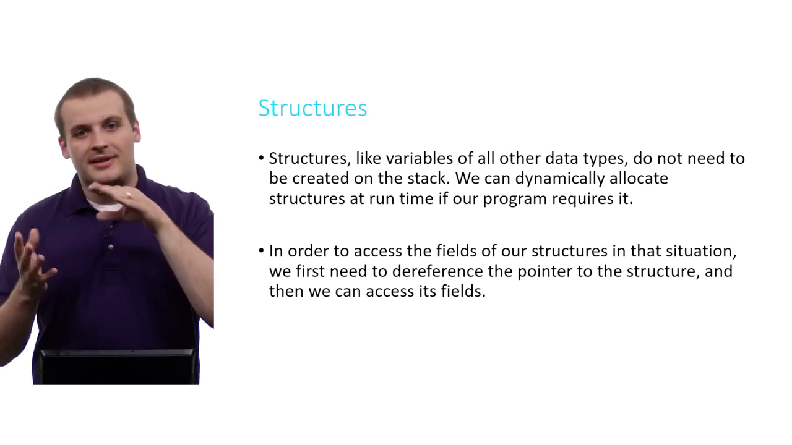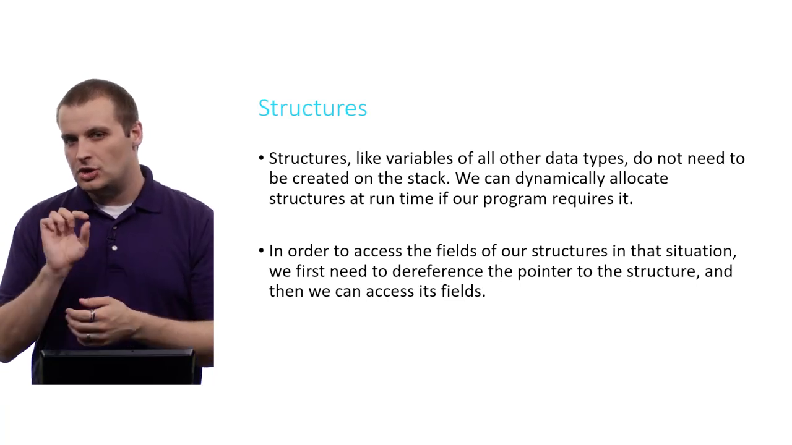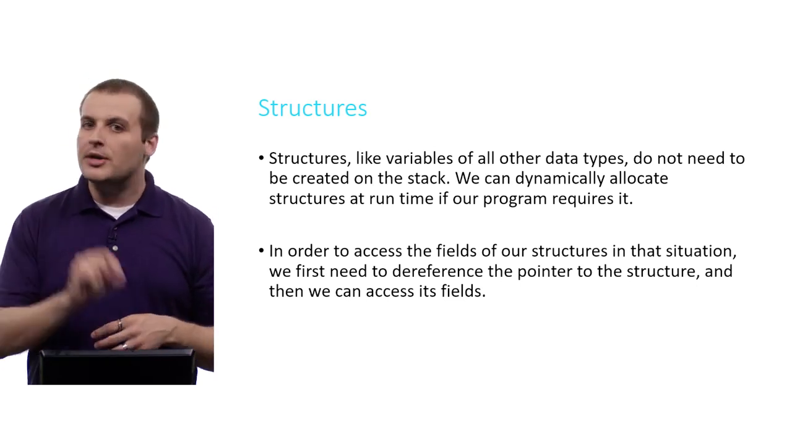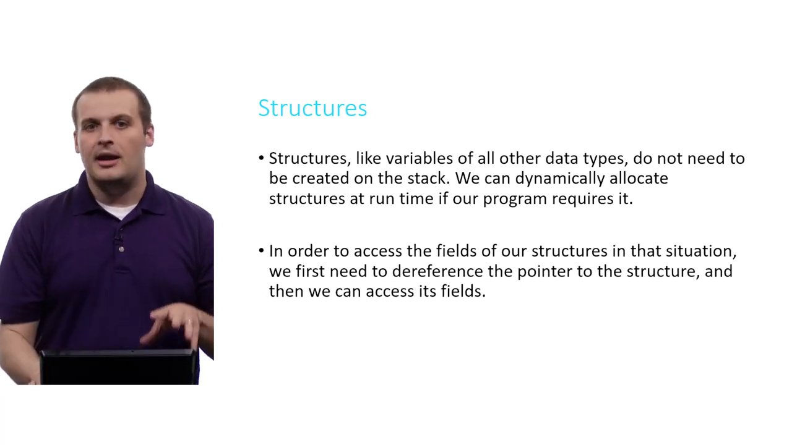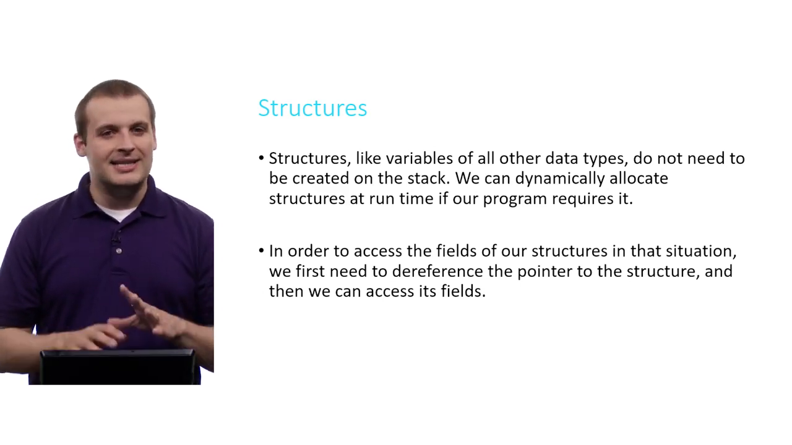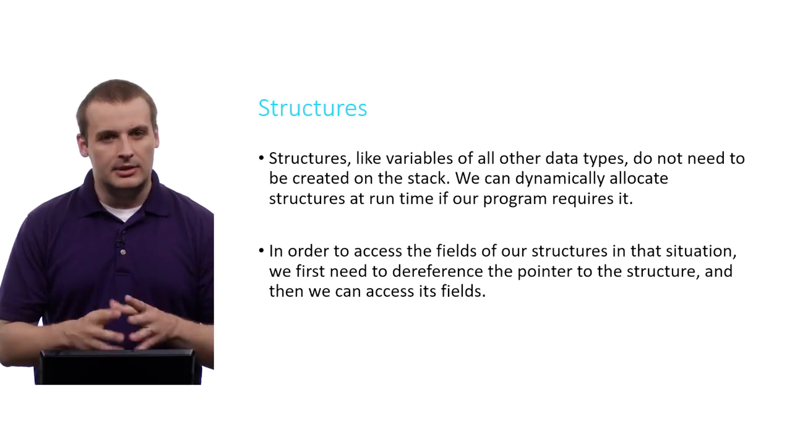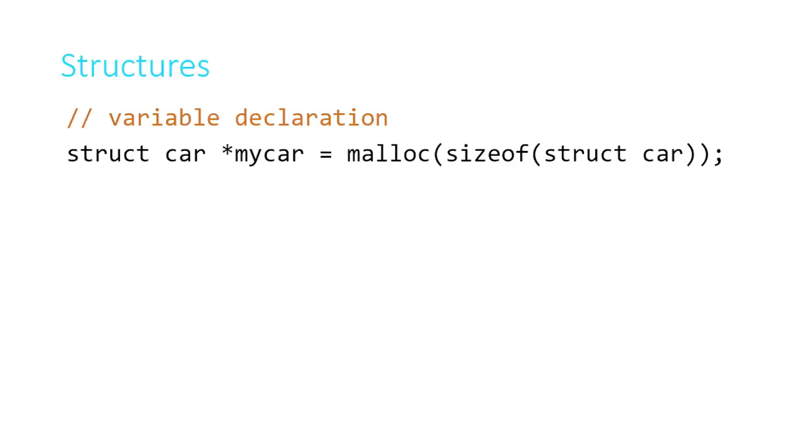In order to access our fields in that situation, we don't use just the dot operator because we have a pointer to a structure. We also have to first, as you may recall, dereference that pointer and then access its fields. It adds a little bit of extra stuff, but let's take a look again here. So here now, instead of statically declaring a struct car called myCar, I'm going to dynamically allocate a struct car called myCar. So struct car star myCar, and then I'm going to malloc space for a struct car.